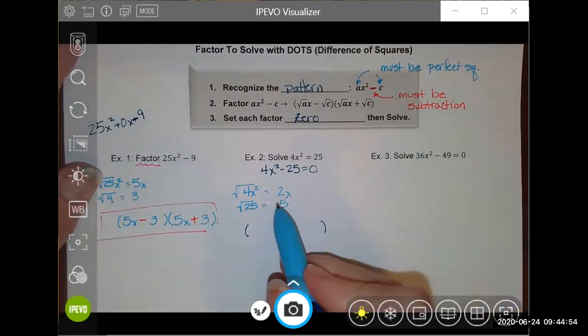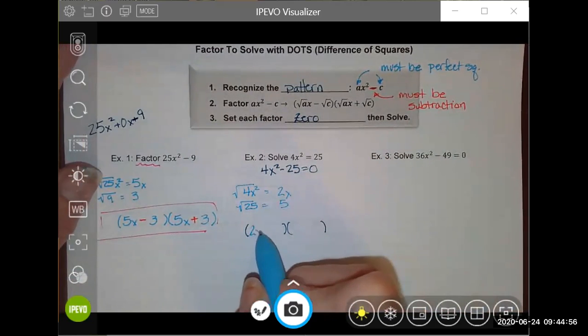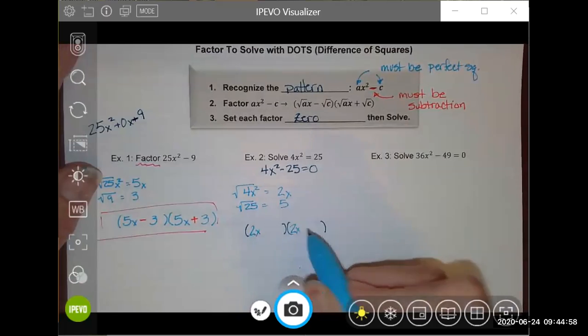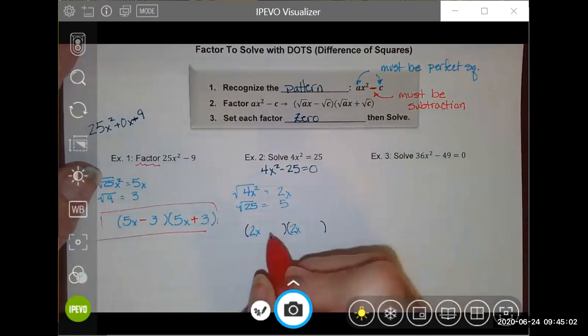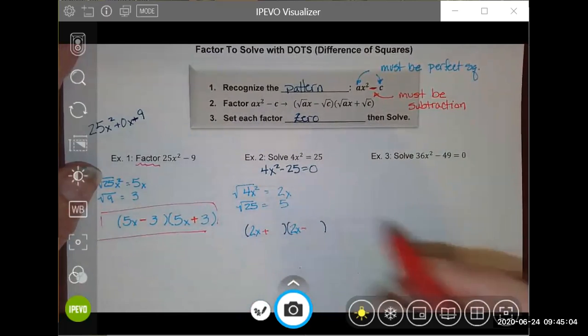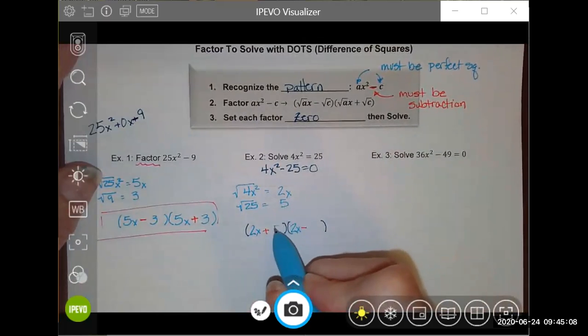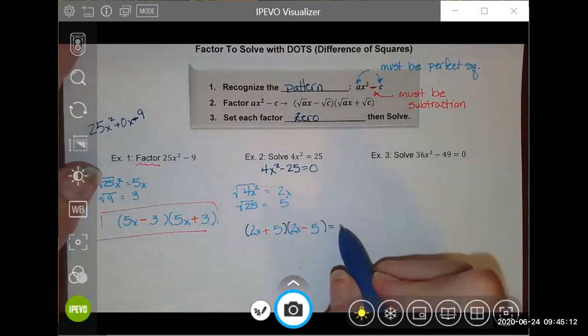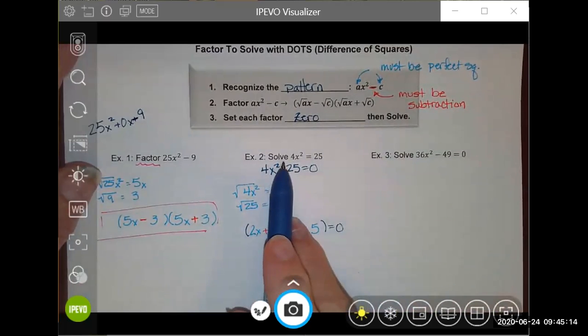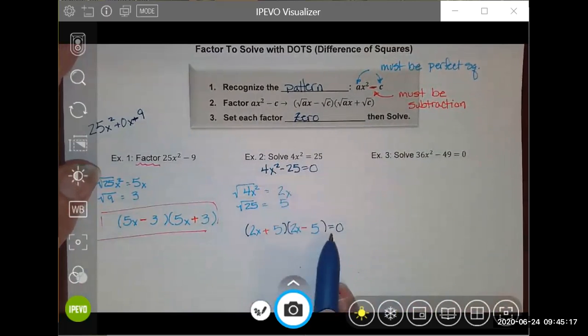I put the first set of roots at the beginning of my parentheses. I use different signs, and it doesn't matter whether you put the subtraction or the addition first. And then I take the square root of my C term, and he goes at the end of my grouping symbols. And all of this is set equal to 0 because I'm asked to solve. There is an equal sign, so this is a necessary step.